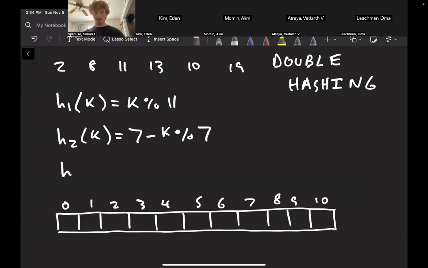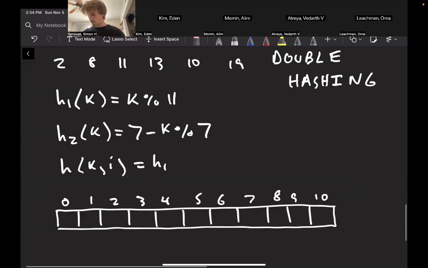We need to say what happens when we run into collisions, like before. Remember, k is still the key, and i is the number of collisions that you've seen. For our purposes right now, let's just say h of k, i is going to equal h1 of k plus i times h2 of k. This, for our purposes, is going to be a suitable combination. Let's just see what happens.